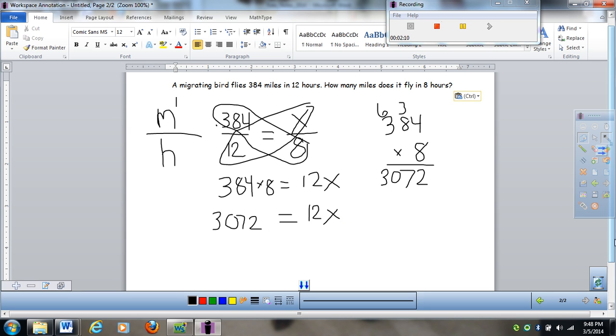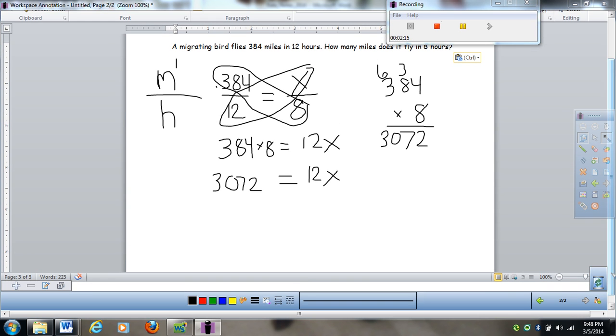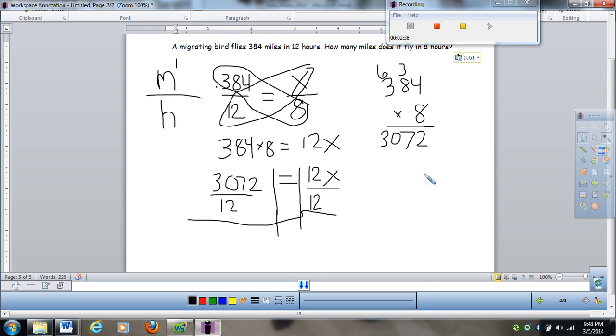Now I'm going to use inverse operations to solve for x. I know that 12 times x is multiplication, the inverse operation being division. So I'm going to divide both sides by 12. I'm going to come to the side again to do my division.